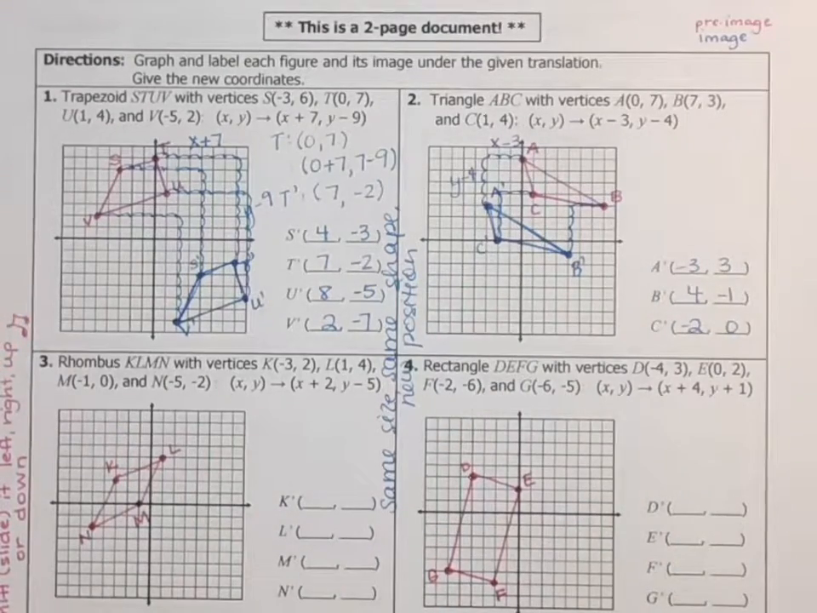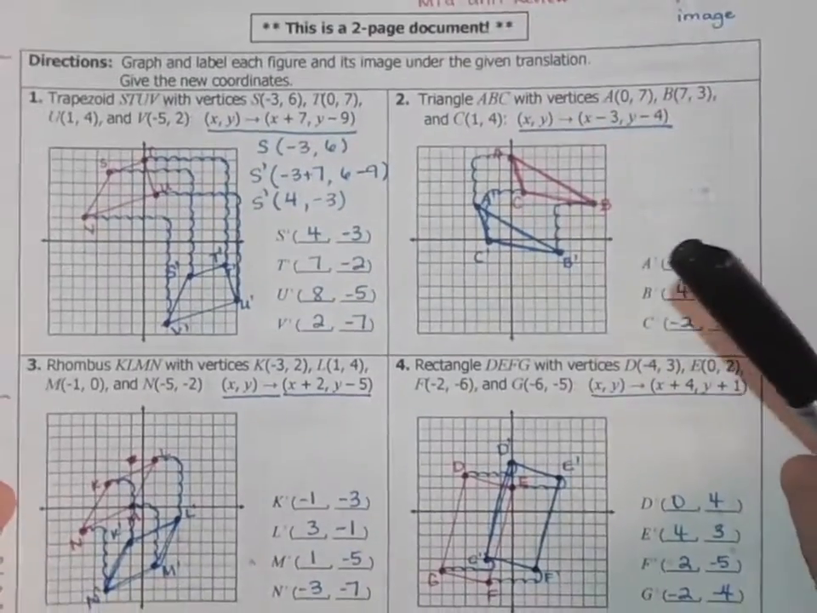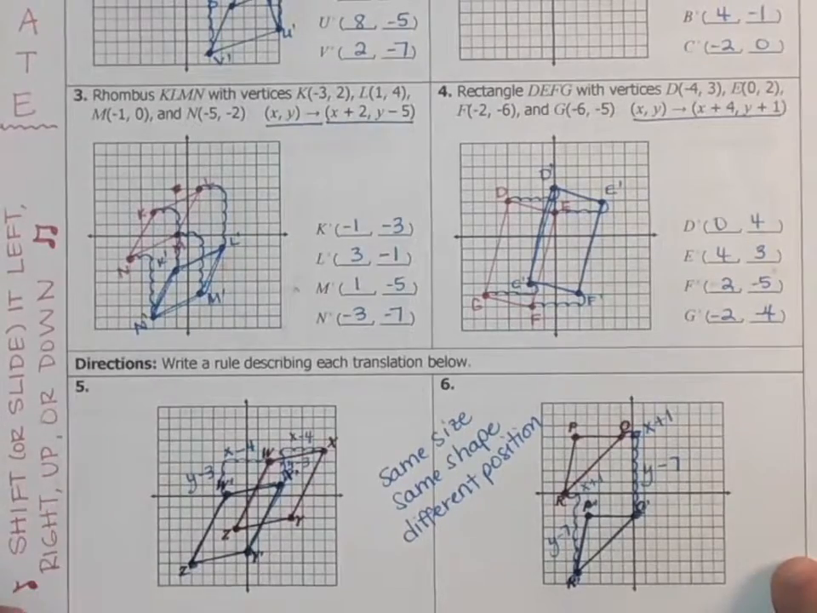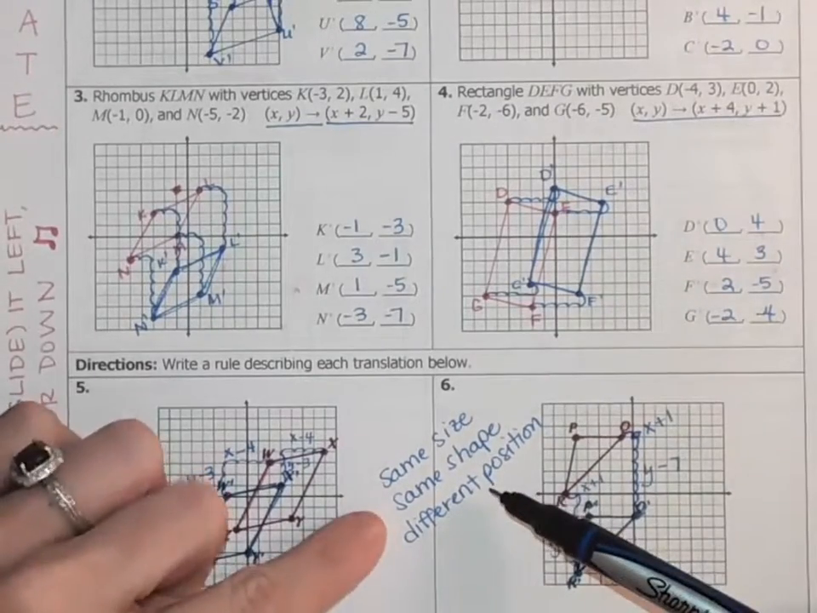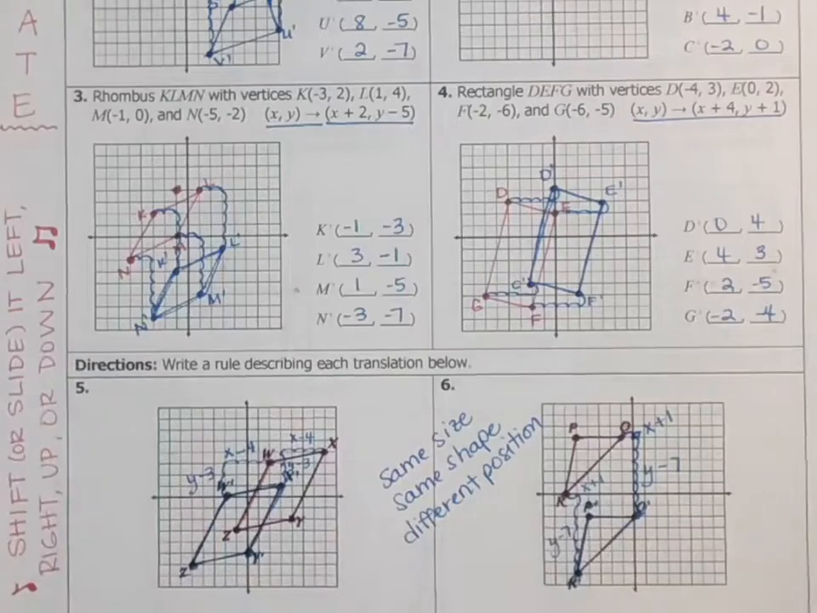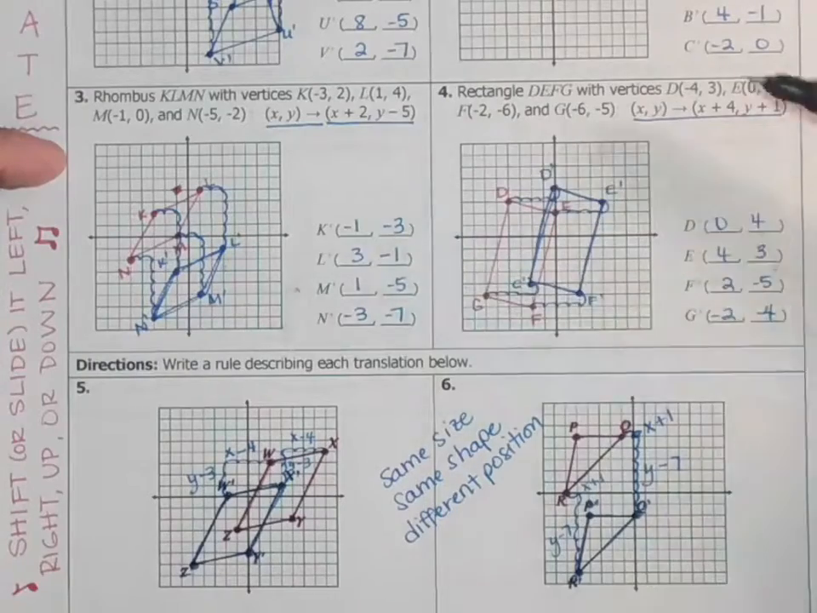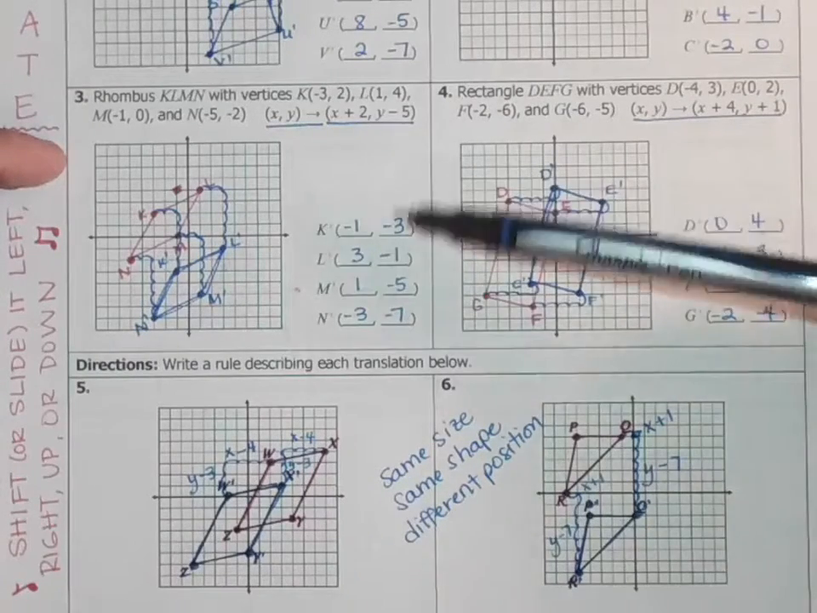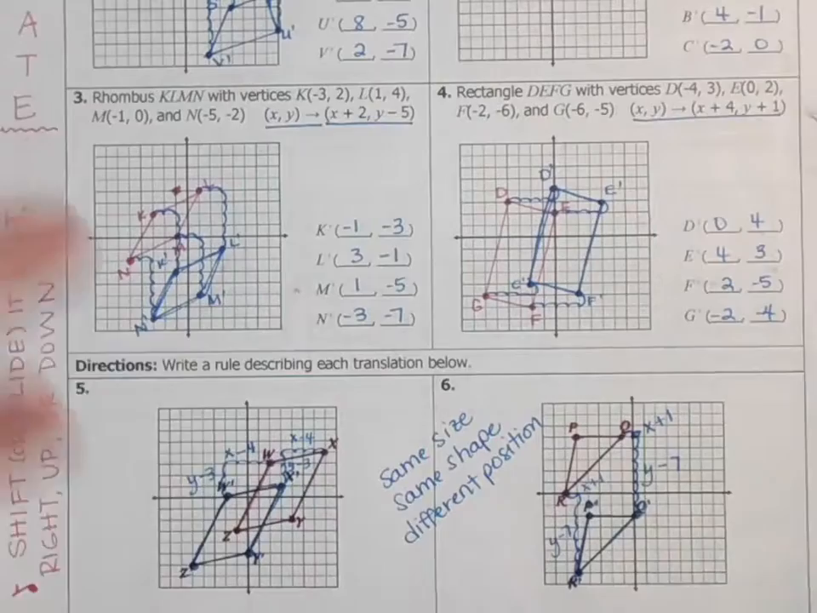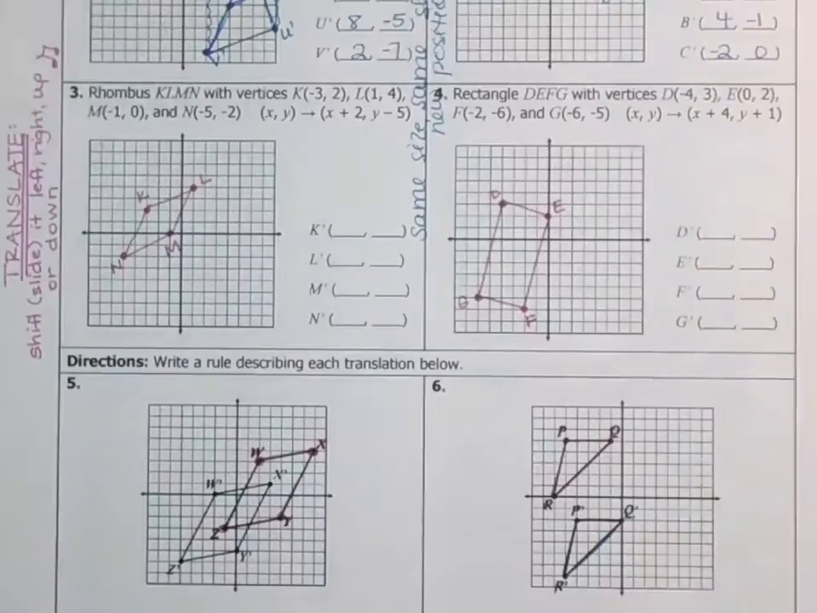All right. I'm going to show you again. Here are your answers for translations for the rest of those problems. Okay. So for number 3, 4, 5, and 6, again, remember that it's same size, same shape, different position. So for 3 and 4, this is what this should look like. Here are your point values here. Okay. All right, let's go back and take a look at 5 and 6.